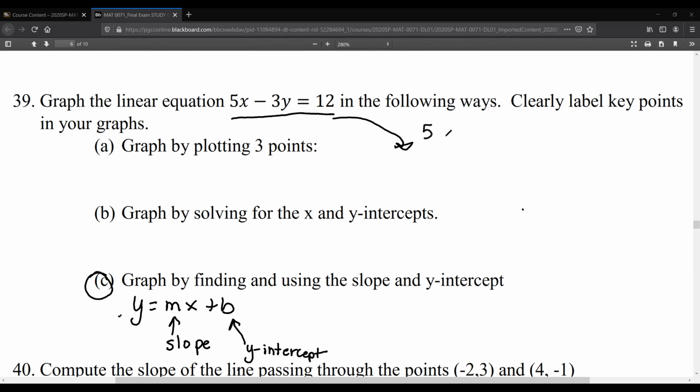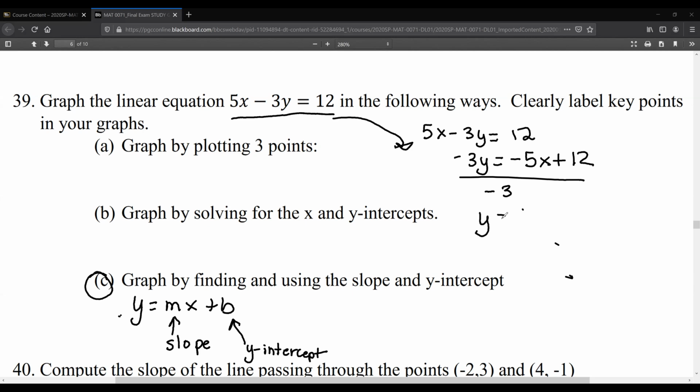So you have 5x minus 3y equals 12. We're solving for y. So we have minus 3y equals negative 5x plus 12, subtracting 5x from both sides. Then we have to divide everything by negative 3. So we have y equals 5/3 x minus 4.